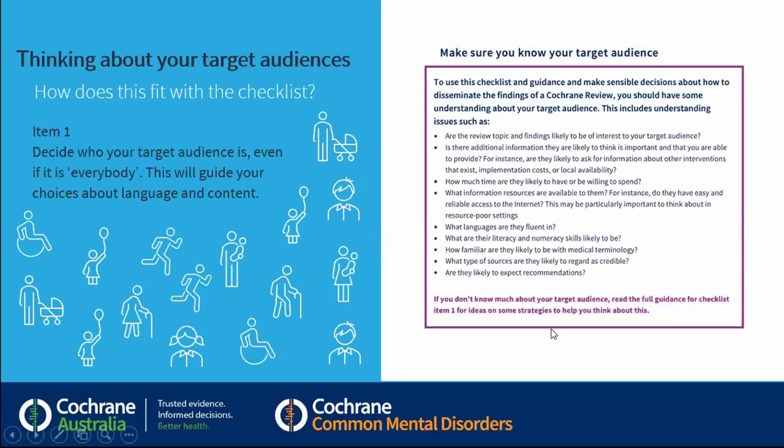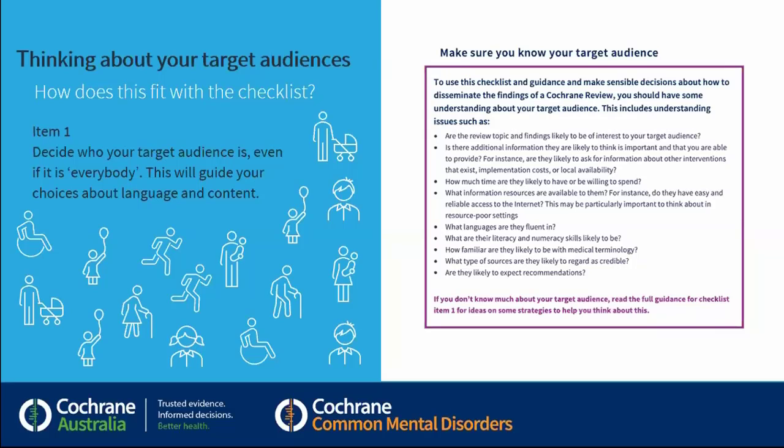Okay, so obviously this training course is all about the dissemination checklist. So how does what we've been talking about to start with fit with the dissemination checklist? And today we're covering item 1 on the checklist. And that is about deciding who your target audience is. And that's the most important thing at the start of planning your dissemination. Even if it's everybody, even if it's multiple of those groups, thinking about some of the things we've talked about will guide your choices of language and content. And that is what the first item is about.